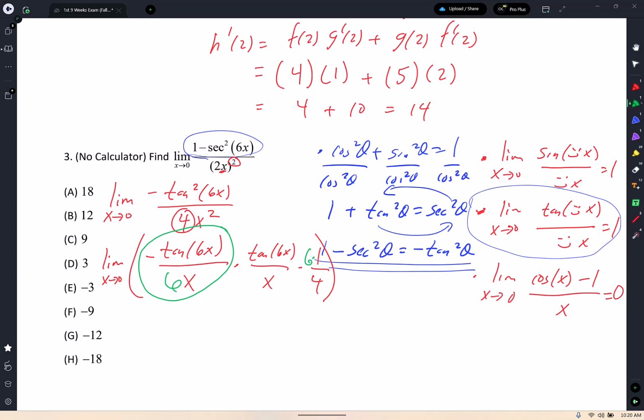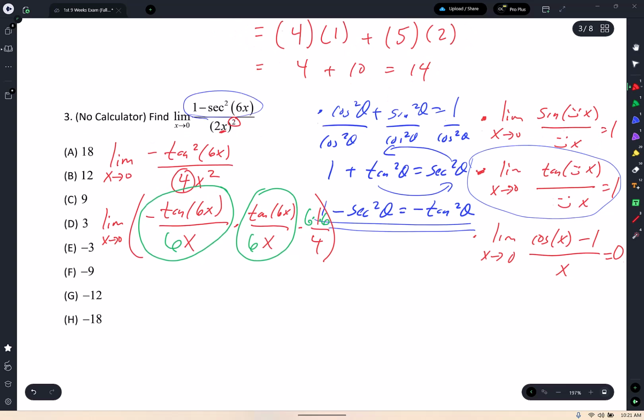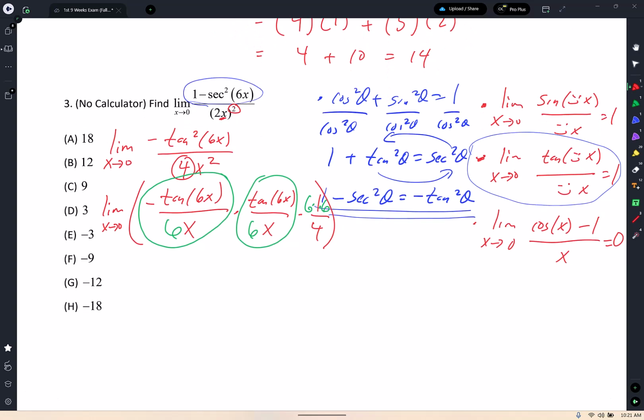What about the second one here? What do I need? Another 6. If I put a 6 in the denominator, I need to put a 6 in the numerator. Okay, we're ready now. So what is this limit? Well, this first green blob that I circled is a -1 because there's a negative in the front. Then this second circle is 1 times 6 times 6 over 4. 36 divided by 4 is 9, but I have a negative in the front, so -9.